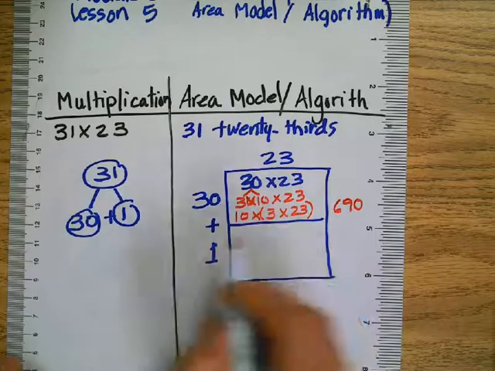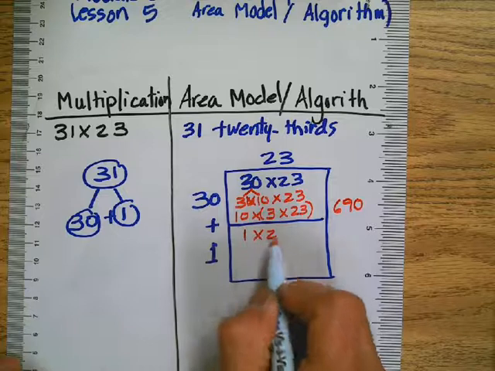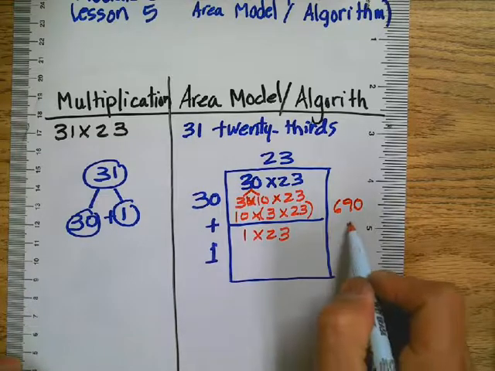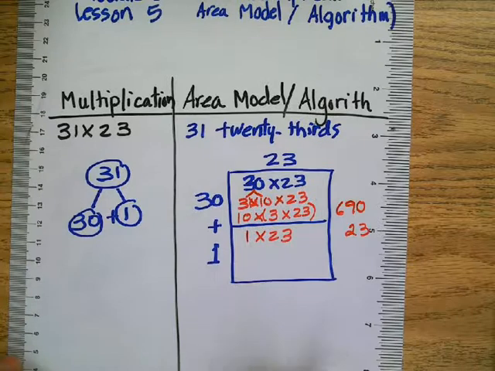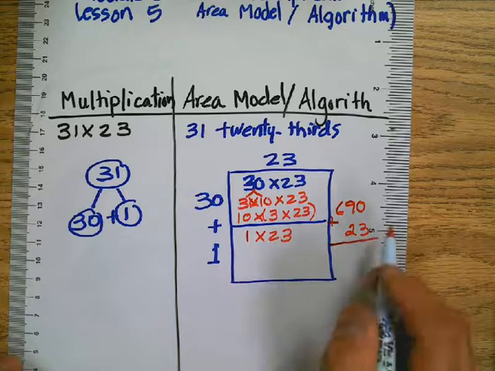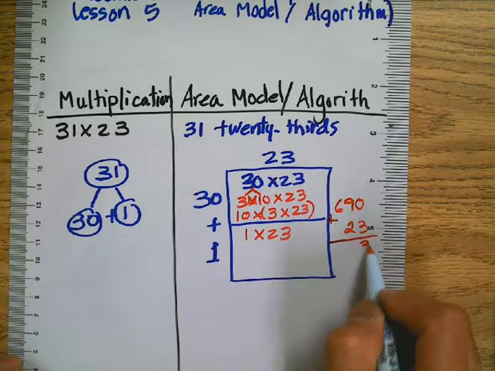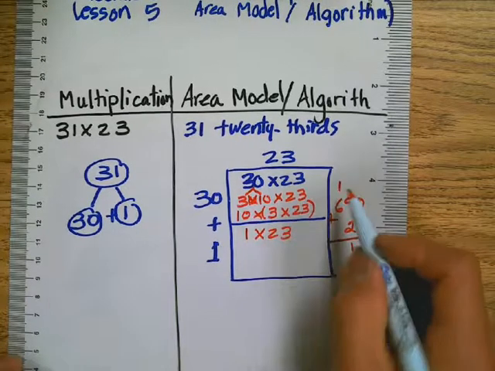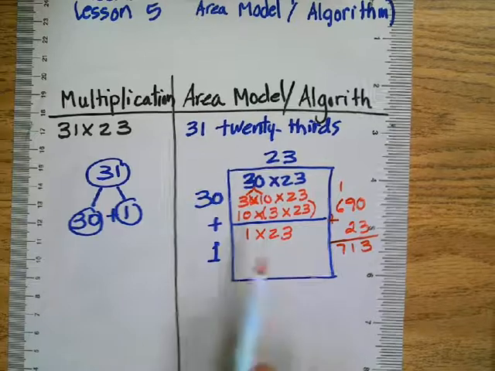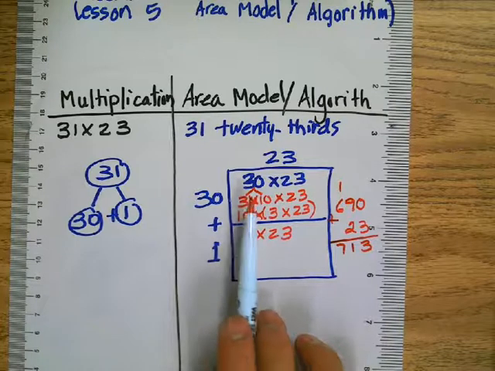Now we create 1 times 23. Now this should be easier, so the total is what? 23. So now when we add these partial products, the answer should be, carry 1 over, 713. Okay, my friends, that makes it a lot easier when you use the area model, when you break down, decompose the numbers like we've been doing for a while now.